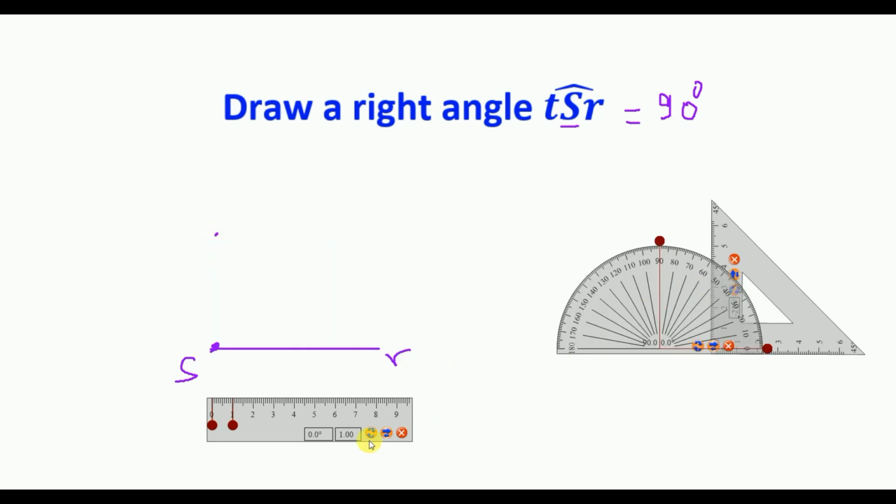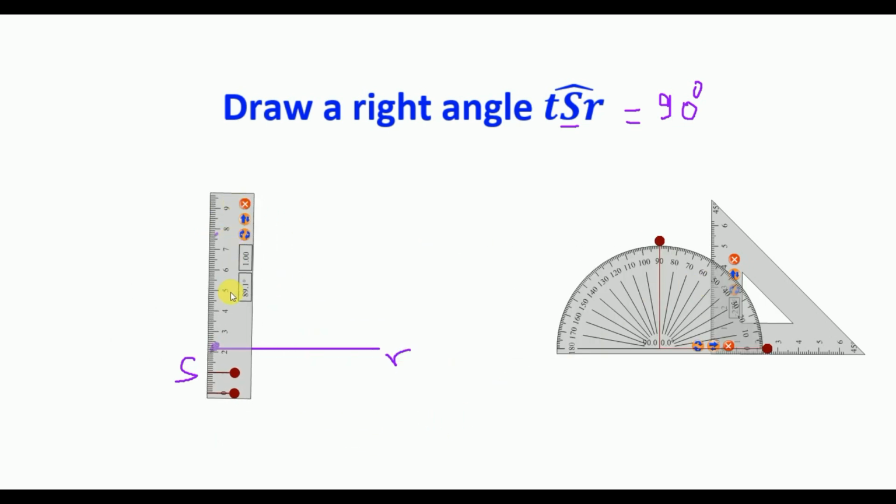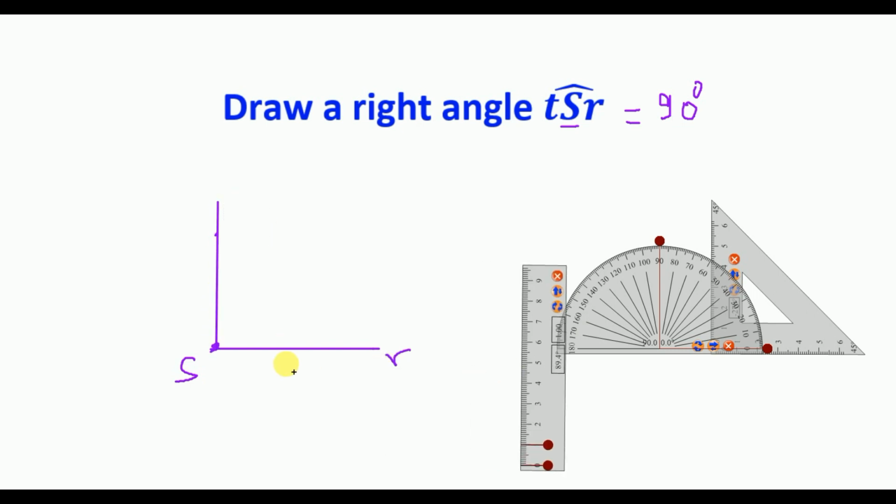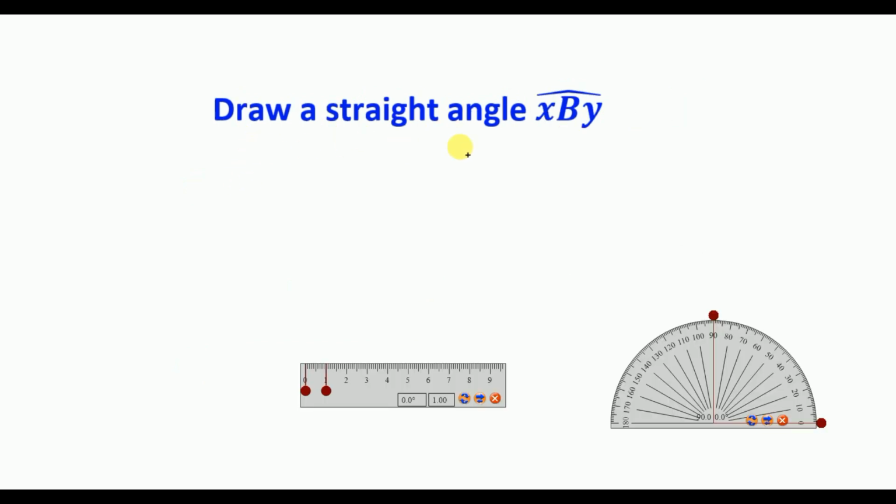Then using my ruler, I draw the lines starting from S and passing through this point, also as long as I want. Then I name the second side ST. Then I put the code of the right angle, and now we have a right angle TSR of measure 90 degrees.